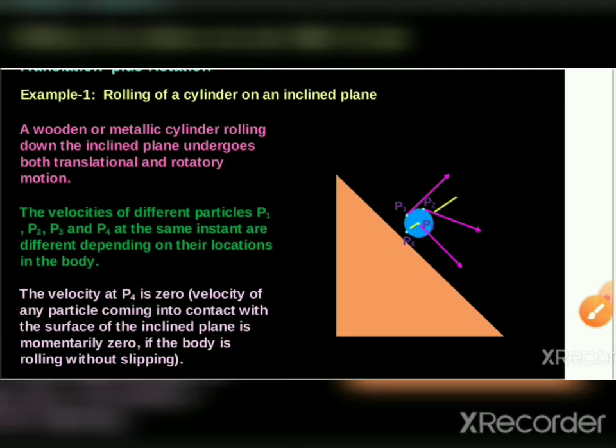Now see the first example: a wooden or metallic cylinder rolling down an inclined plane undergoes translation and rotational motion and will have forces in different directions. So you can see how it is and where the point P is moving. The velocity at P is 0. The velocity of any particle that comes into contact with the surface of the incline during the movement will become 0. This is an important point to remember.